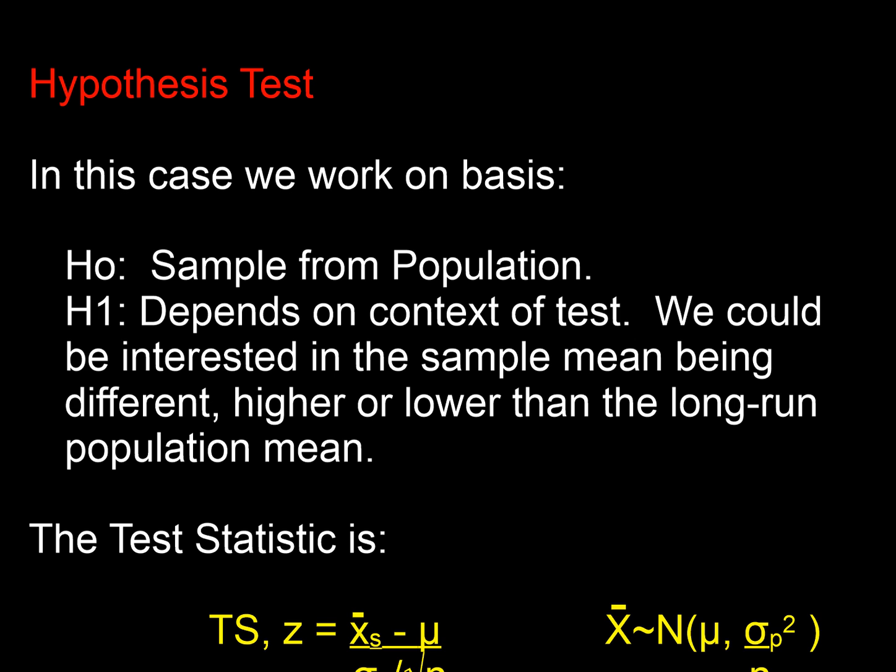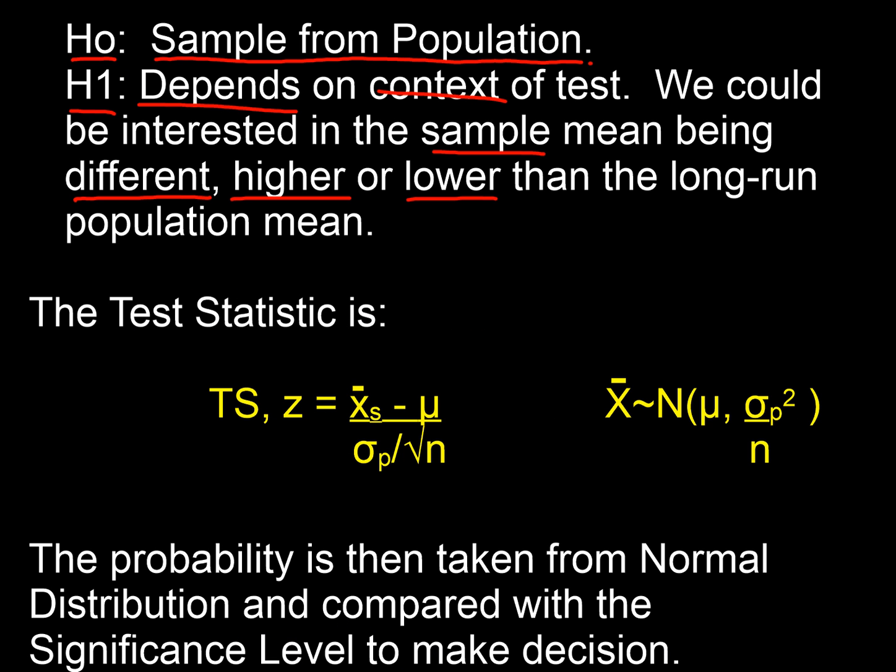So for our hypothesis test in this situation, H0 is that the sample comes from the population, so we can use all the statistics for that. H1 depends on the context. We might be interested in whether the sample is just different from the population. It might be that we're interested in higher, so are students getting taller, or lower, are students getting shorter? And our test statistic is going to be Z, because then we can do all our calculations on the basis of the normal distribution.